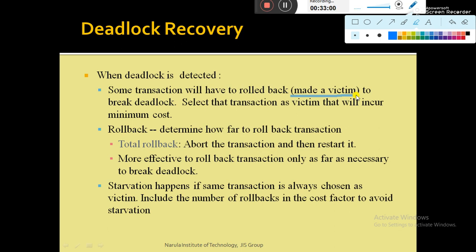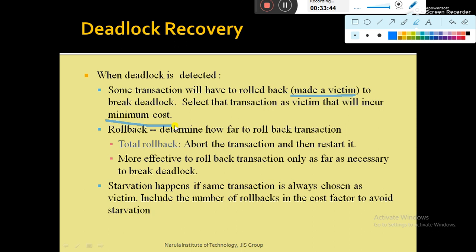Now, how to select a victim? It will be based on minimum cost. Now, what does it mean? Specifically speaking, it will select transactions based on how long each has already been executed and how much more time it will take to complete the execution. This is the first technique. If a transaction has executed for a long time and a little time remains to complete the execution, then it will incur maximum cost. The cost associated will be high.